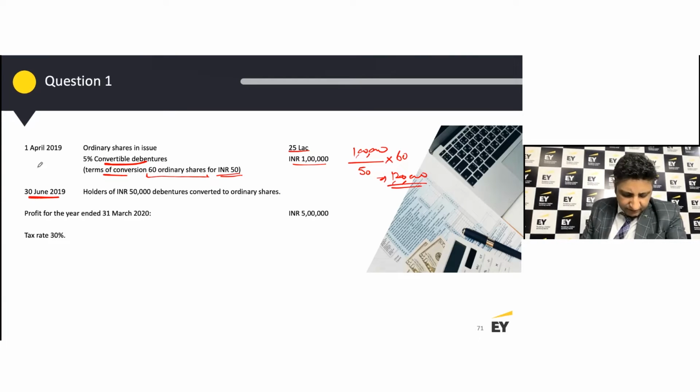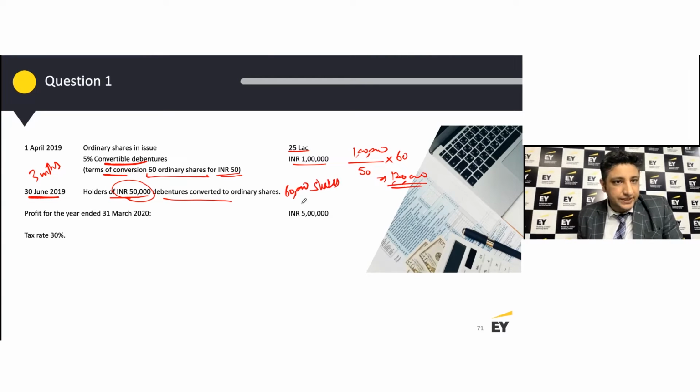And on 30th of June, which is 3 months later, the holder of 50,000 rupees worth of debt got converted into ordinary shares. We're talking about, of course, 60,000 shares in issue here. We're also provided that the profit for the year is 5 lakh rupees. The tax rate is given at 30% to us.